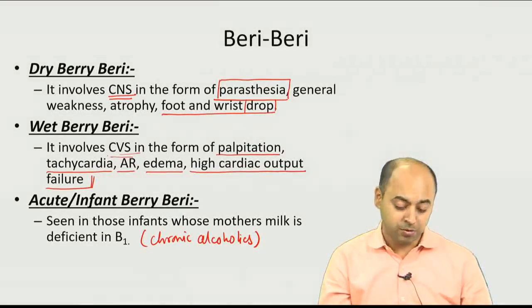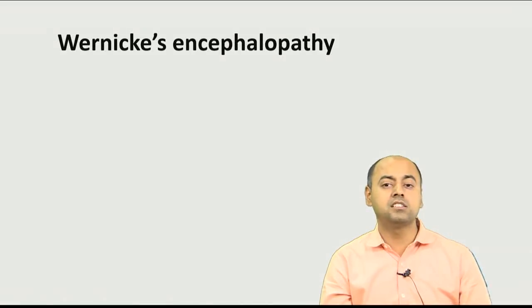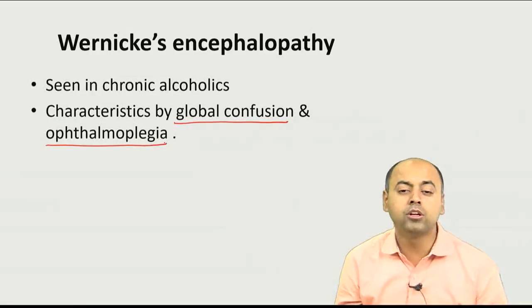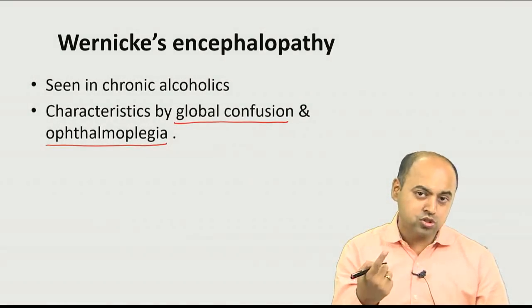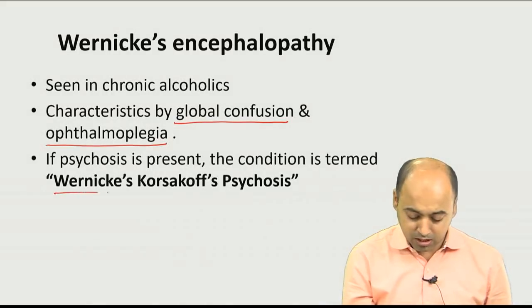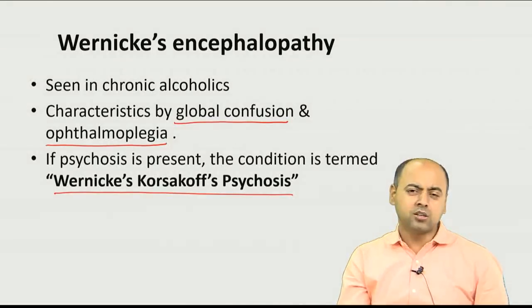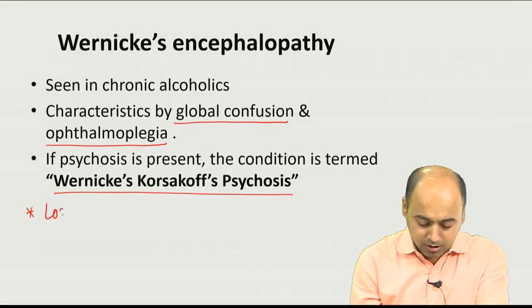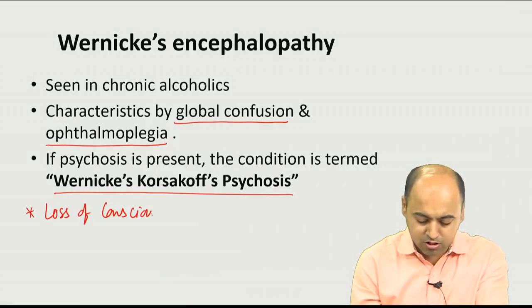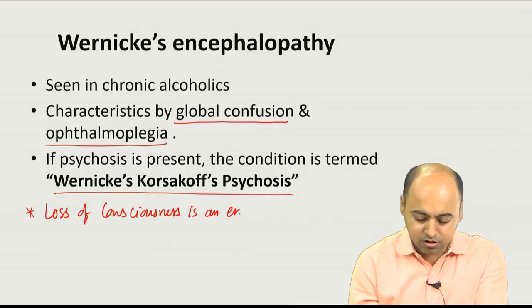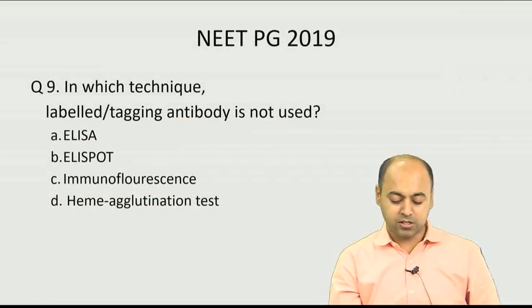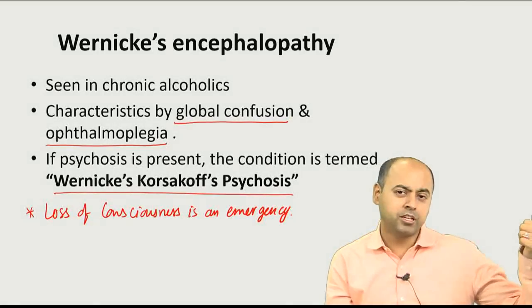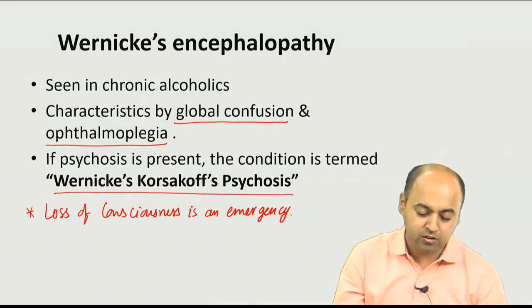So one disorder due to deficiency of vitamin B1 is beriberi. The second disorder is Wernicke's encephalopathy. In Wernicke's encephalopathy, what we see is global confusion and ophthalmoplegia. In addition, in some patients there can be associated psychosis. When the psychosis is present, the condition is known as Wernicke-Korsakoff psychosis. Lastly, please remember, in these patients the loss of consciousness is an emergency. You must immediately infuse 1 dose of thiamine. So the two main conditions associated with thiamine deficiency are beriberi and Wernicke's encephalopathy, which may present with psychosis also.